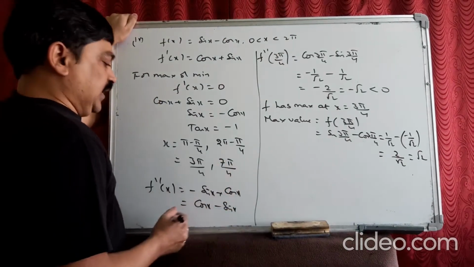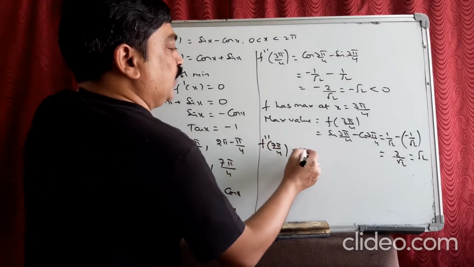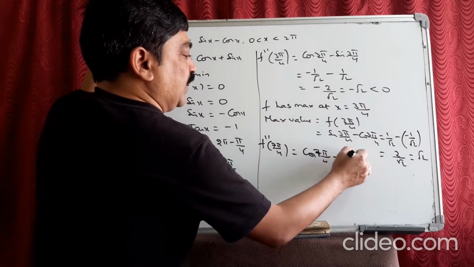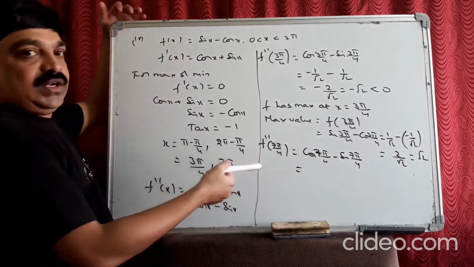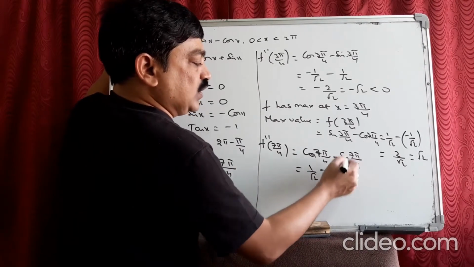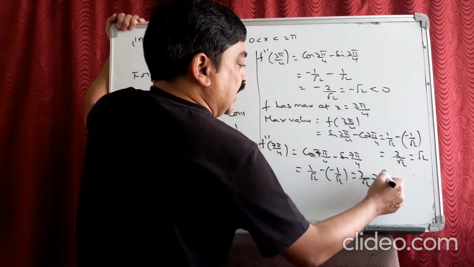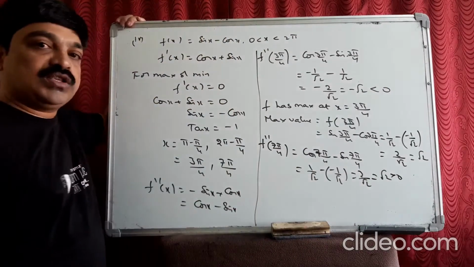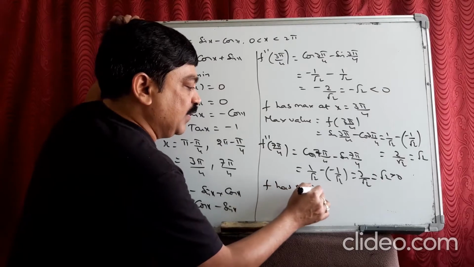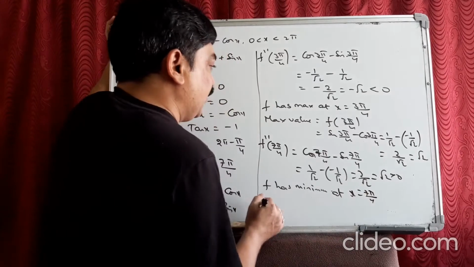Let's go with f double dash of 7 pi by 4. It becomes cos 7 pi by 4 minus sin 7 pi by 4. Cos 7 pi by 4 is in the fourth quadrant. Cos is positive, 1 by root 2, minus, because sin in the fourth quadrant is negative, minus of minus 1 by root 2. It becomes plus 2 by root 2, and the answer is root 2, positive. The double derivative is positive, so f has a minimum value at x equal to 7 pi by 4. What is that minimum value?